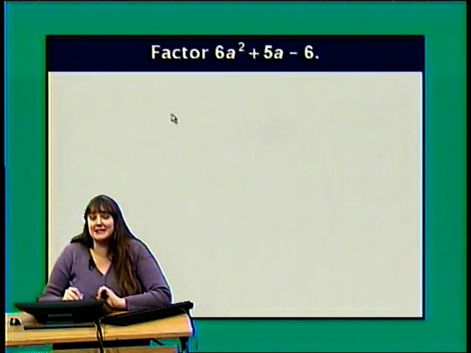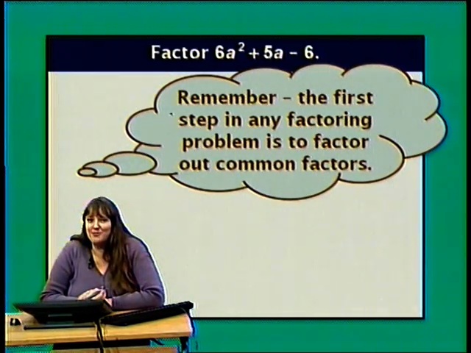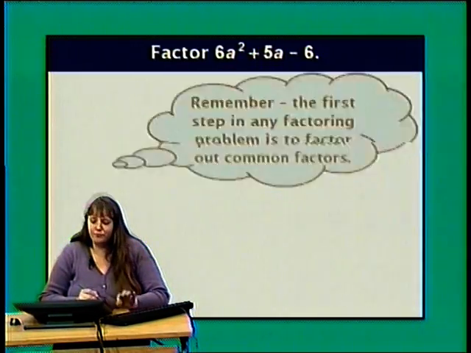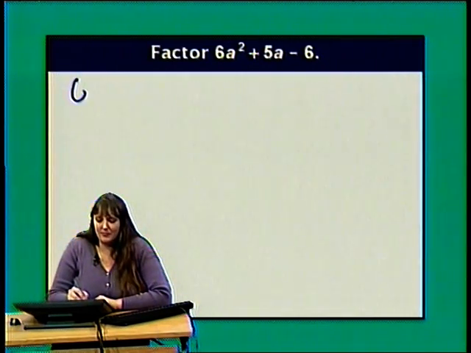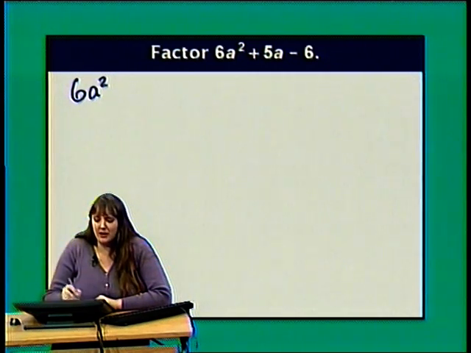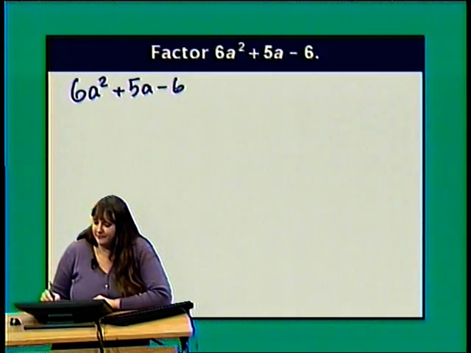Now let's factor 6a squared plus 5a minus 6. Remember, the first step in any factoring problem is to factor out common factors. I don't see any common factors other than 1. So let's go ahead and factor 6a squared plus 5a minus 6. Now again, I can choose to guess and check, or I can choose factoring by grouping. Since the coefficient of a squared is 6, which is not a prime number, I don't think I want to guess and check. To complicate matters even more, the constant at the end is negative, and we saw that that creates a lot more factors. Let's try factoring by grouping.